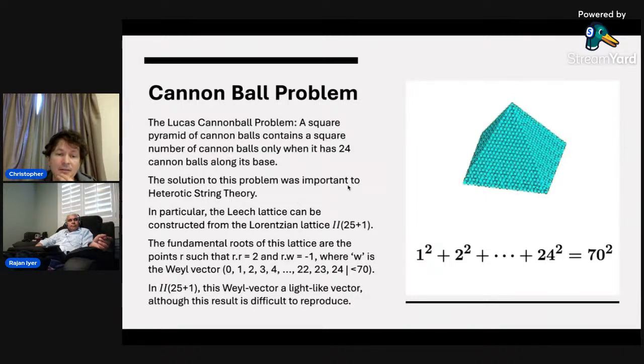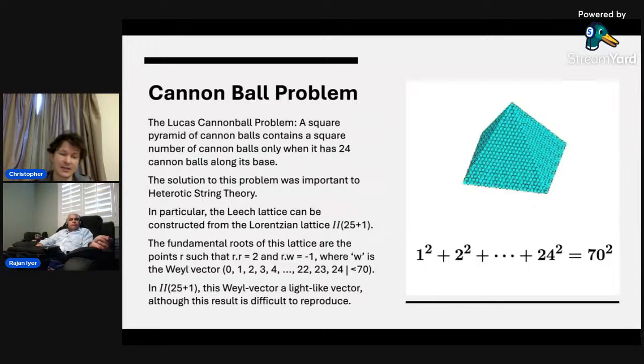The solution to this problem is also important in other areas of physics, such as heterotic string theory. In particular, we have the Leech Lattice, which can be constructed from the Lorentzian Lattice in 26 dimensions. The fundamental roots of this lattice are the points r such that r times r equals 2 and r times w equals -1, where w stands for the Weyl vector.